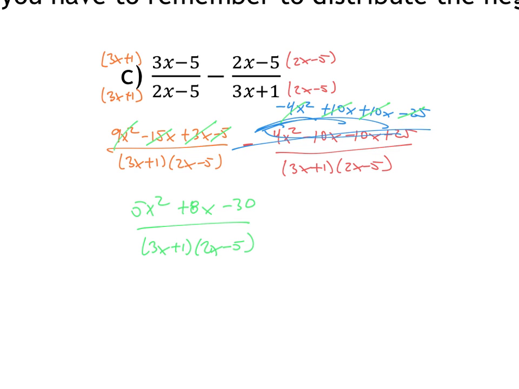All right, now let's check it. Does this top one factor? So are there any factors of negative 150 that give me 8? 15, 10, no. 5 and 30, no. So we're good to go. Cool.